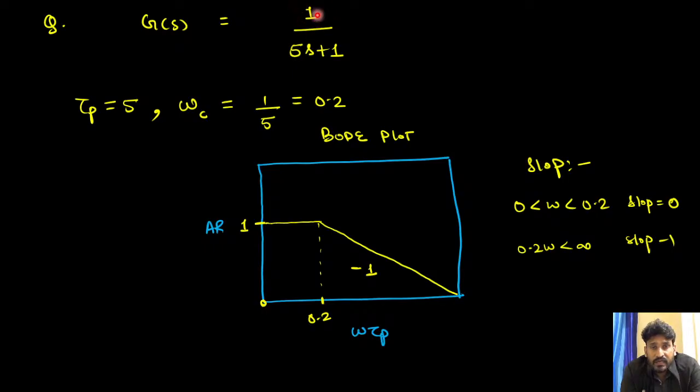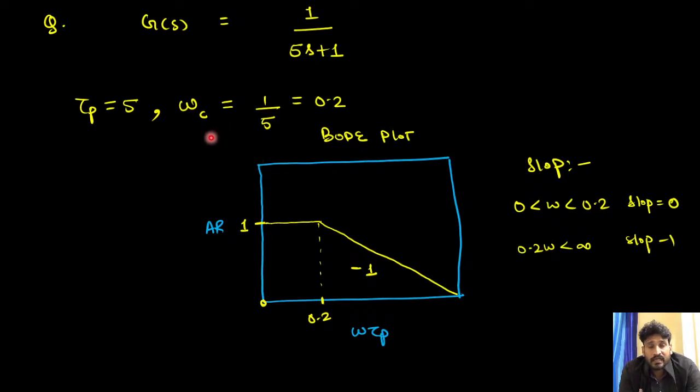Just see here, what if it is 1, then put 1 here. If it is 10, then put 10 here. It basically shows the kp value. So in this particular case, what is the value of kp? 1. So just put 1 here. Now just see what is the corner frequency.